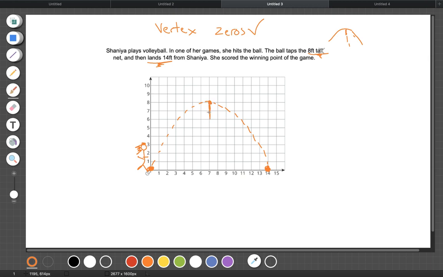So the net in this case would be like here. I can't really draw a net like that very well, but that would be the net. So there you go. See if you can do the same thing for the next example.